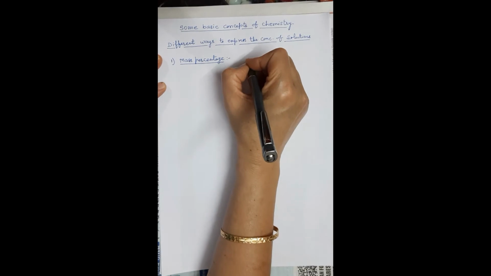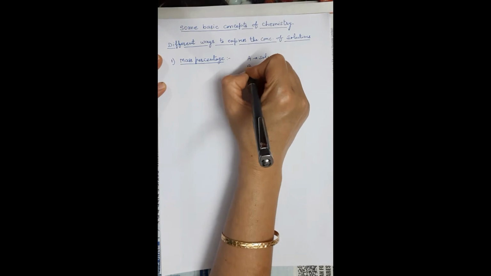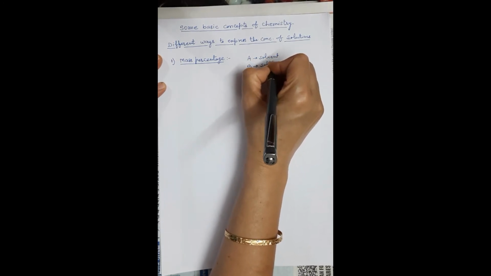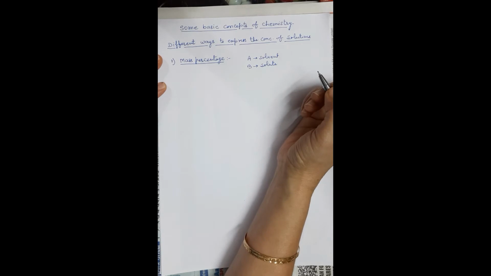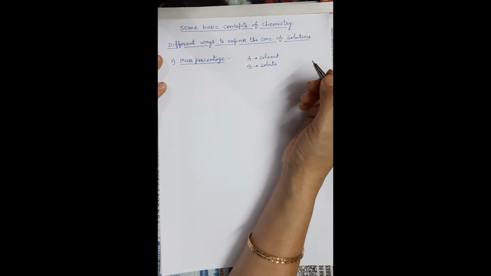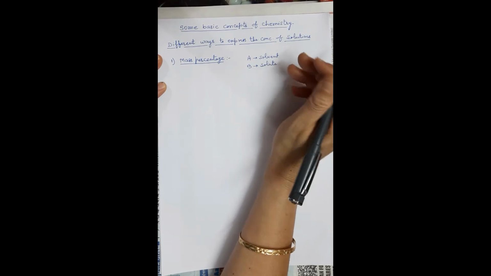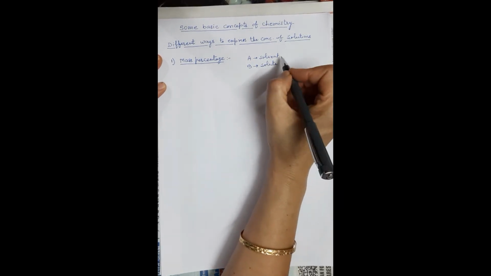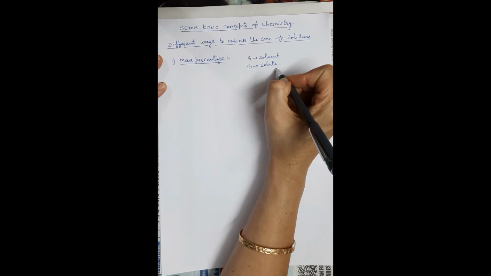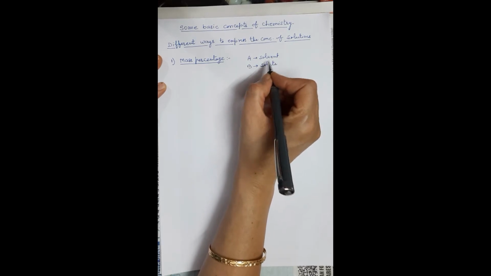Beta, here I'll take A for solvent and B for solute. Who is a solvent? Solvent, one which dissolves, and solute is that one which gets dissolved. But how will you find out which is solvent and which is solute? The component whose amount is more will be taken as solvent, and whose amount is less will act as solute. When I say A, I am talking about solvent which is in more amount, and B is for solute.